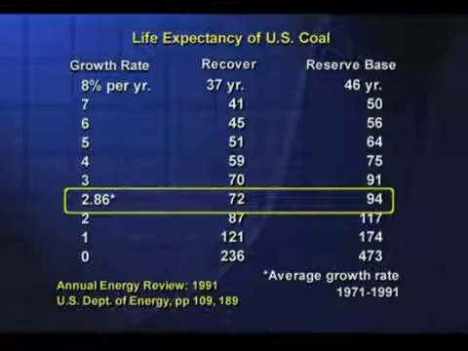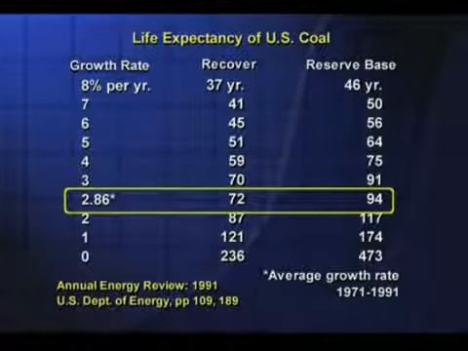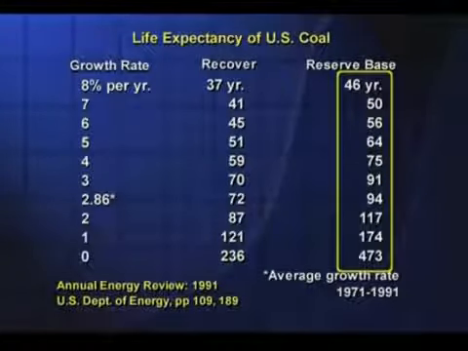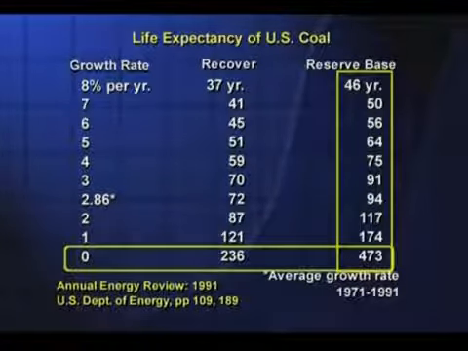Here's that 2.86 that we just saw, the average for a recent 20-year period. If that could continue, coal would run out between 72 and 94 years. That's within the life expectancy of children born today. The only way we're going to get anywhere near this widely quoted 500-year figure is to do simultaneously two highly improbable things. Number one, we've got to figure out how to use 100% of the coal that's in the ground. Number two, we've got to figure out how to have 500 years of zero growth of coal production.